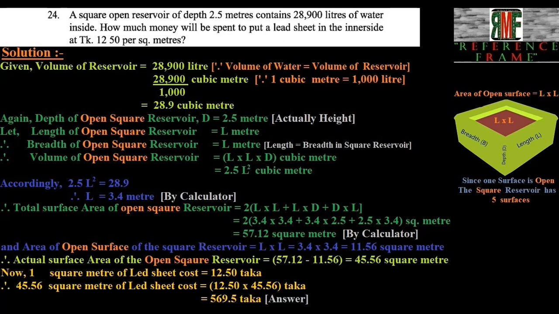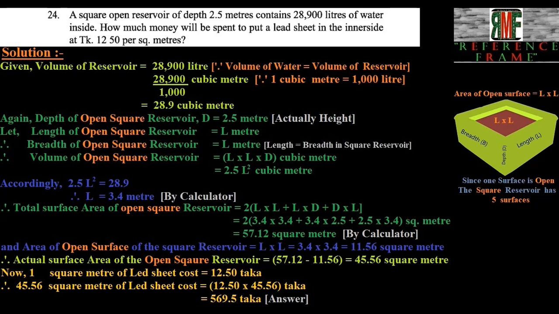Now as given in the question, 1 square meter of lead sheet costs 12.50 taka. Therefore, 45.56 square meter of lead sheet costs, by the unitary method, 569.5 taka. This is our required answer for the total expenditure on the lead sheet for the inscribed part. So we are done with the problem of the open square reservoir.